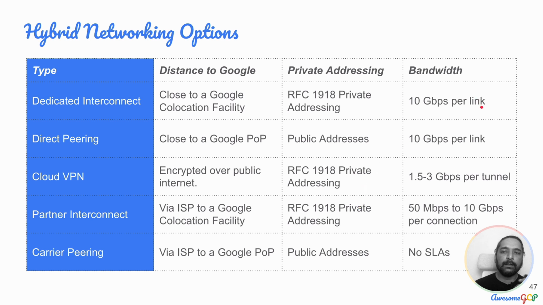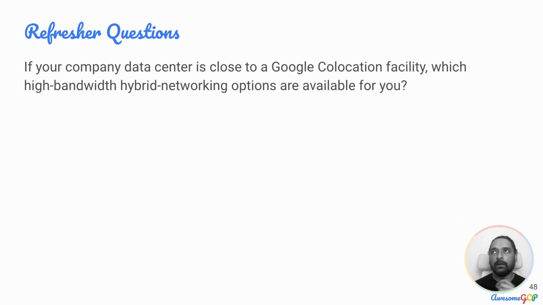And when it comes to bandwidth, again, I've given you a couple of things that you can remember this way. Dedicated and direct have a deca, or decimal, bandwidth of 10 Gbps per link. And in the case of carrier peering, there are no SLAs. You can think of a carrier pigeon that is taking a message and you don't exactly know when it is going to be delivered. For the partner interconnect, you have a dependency on that ISP, so it could be between 50 Mbps to 10 Gbps per connection. Cool. So we've established what the key differentiators between these options are.